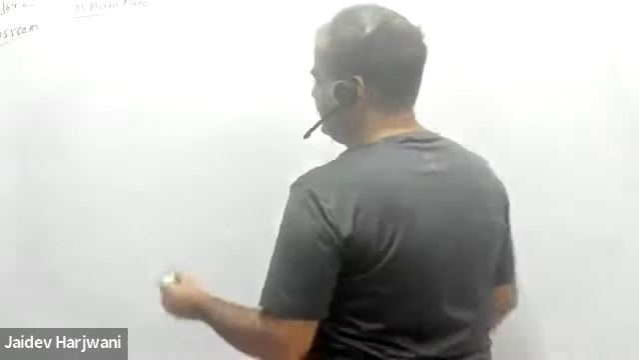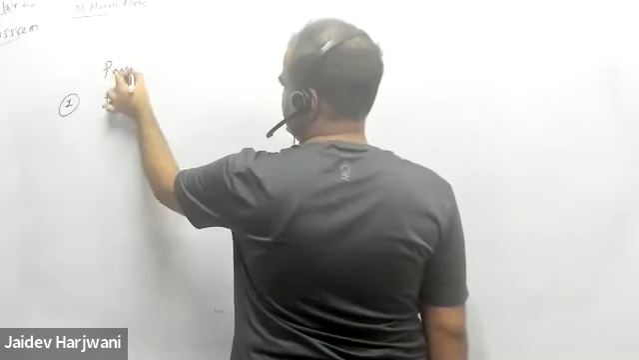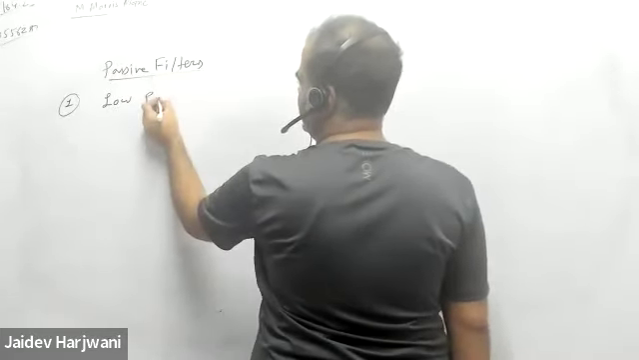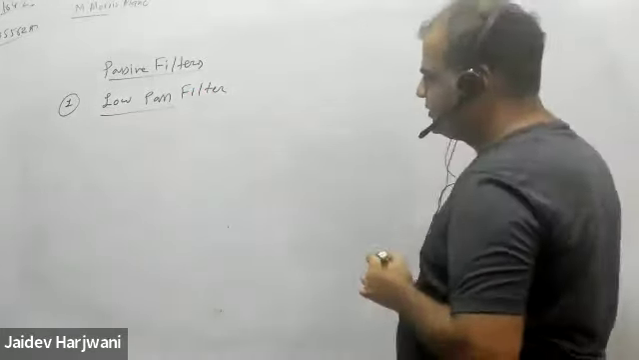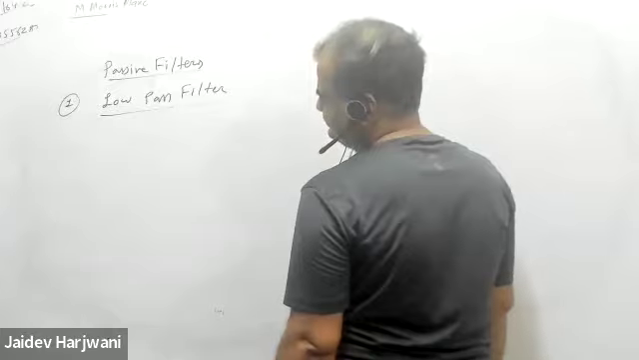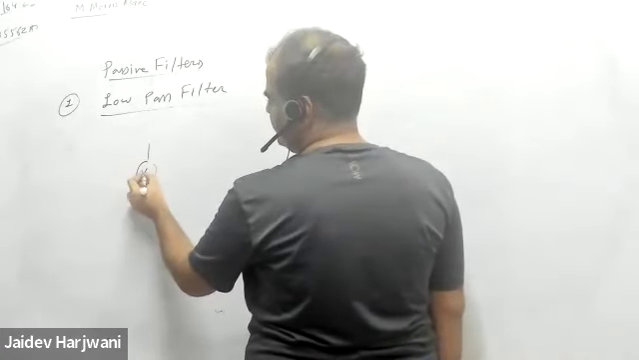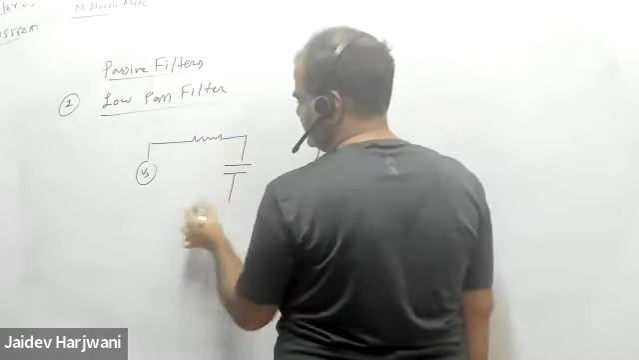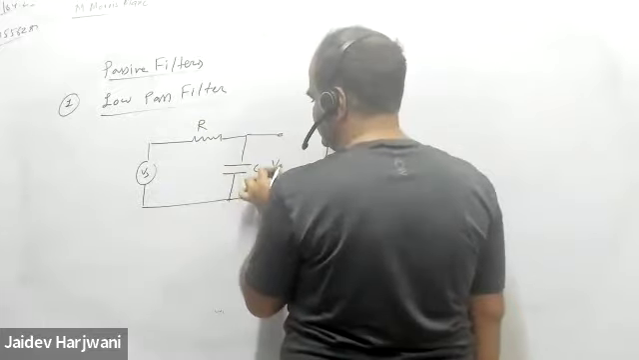Now, first is your low pass filter. I am only discussing passive filters first. So a low pass filter using R and C. If I want to use a low pass filter, say I have a signal Vs with all frequencies, and this is my resistor and this is my capacitor C. And here I'm taking the output.